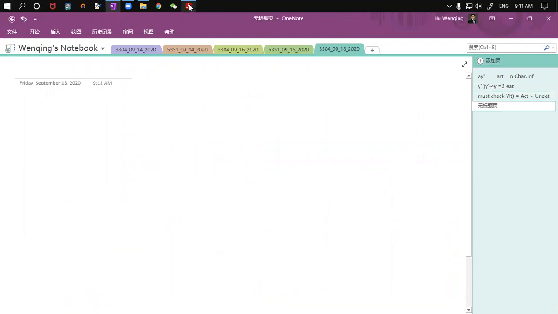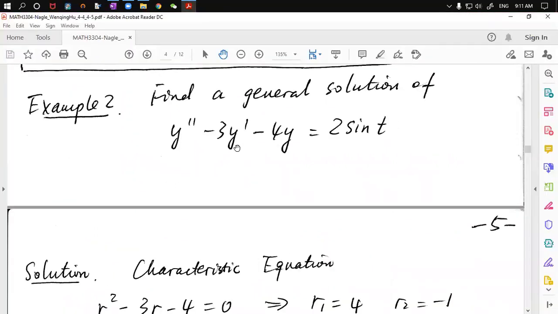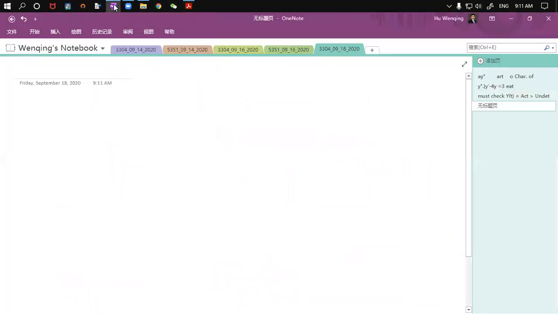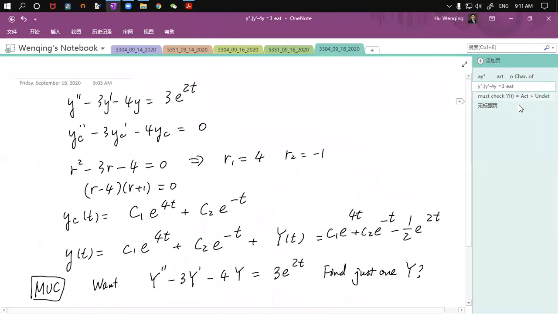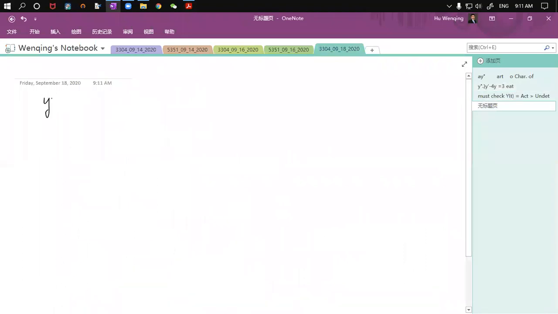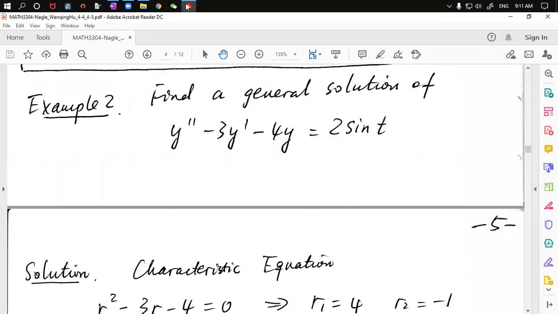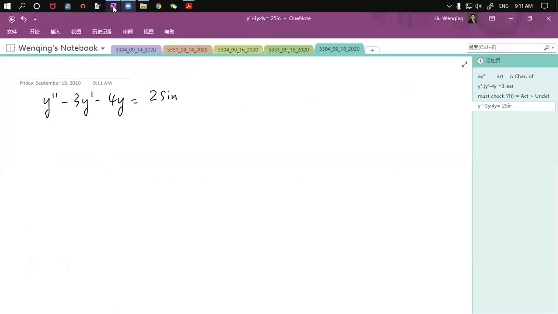Okay, so there's a second example where you have the same left-hand side, but the right-hand side is now 2 times sine t. So the same left-hand side is going to be y double prime minus 3 times y prime minus 4 times y equals 2 times sine t. How do you find the solution?